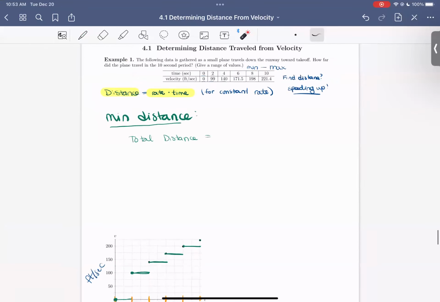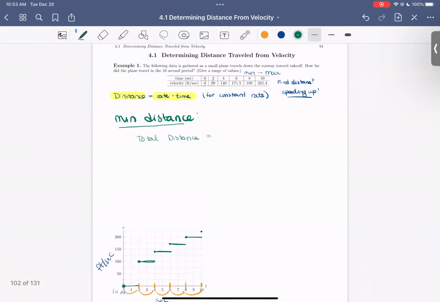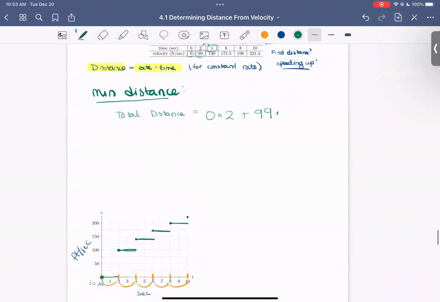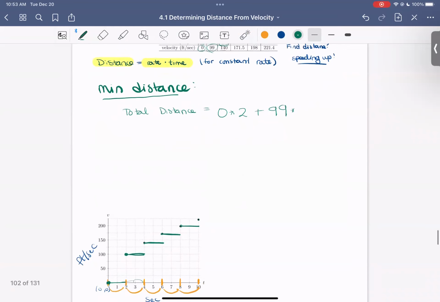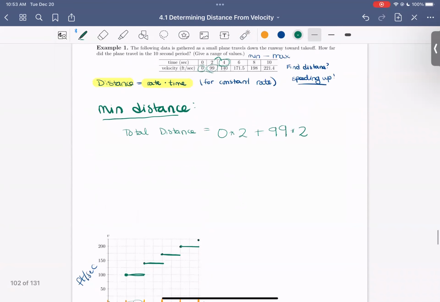So what would that look like? Well, for that first chunk, the rate is 0. So we have 0 times the time, which is 2 seconds, plus the next velocity, 99, times the time interval. Now notice, would I put 4 here? No, I'm looking at the change of time. So the change of time over that second interval goes from 2 to 4. So the change is still 2 seconds. So we'd have 99 feet per second over 2 seconds.